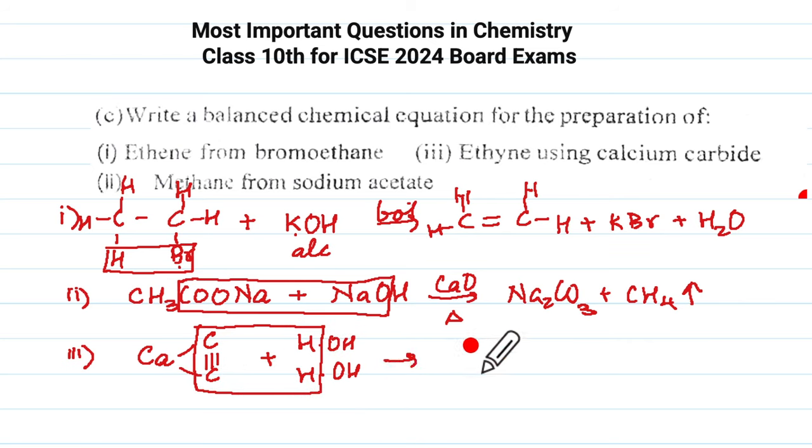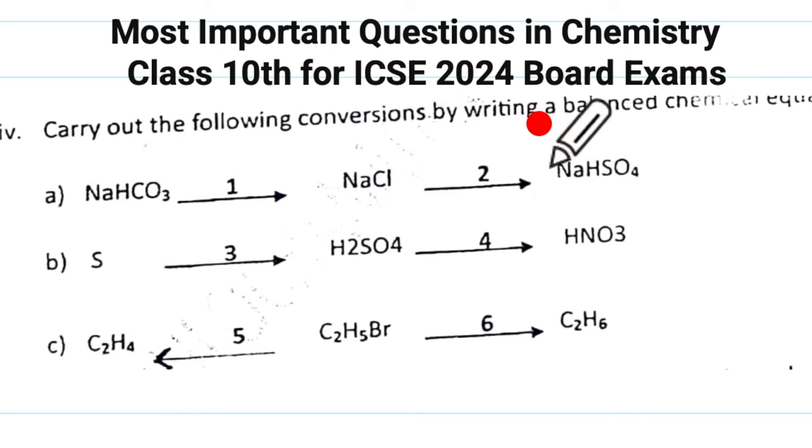Show the arrow and write structure wise. You will never go wrong with the structures. And this over here, Ca(OH)2, we write here. Okay, so this is your ethyne and this is your calcium carbide. So these were some of the examples of organic chemistry reactions. Practice these.